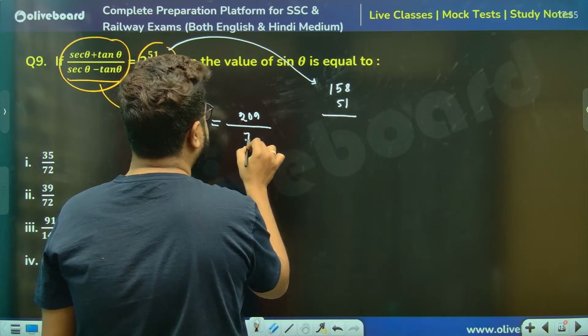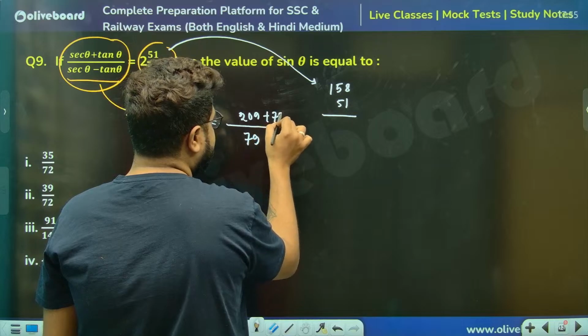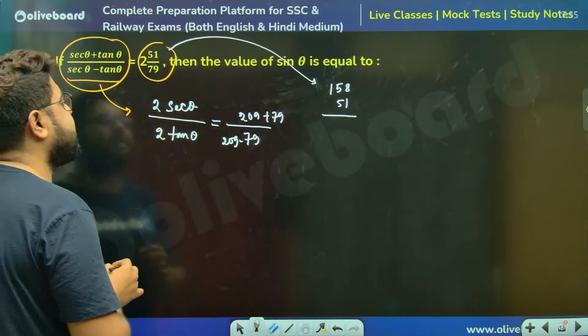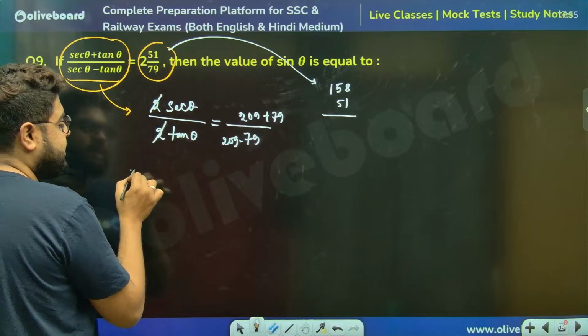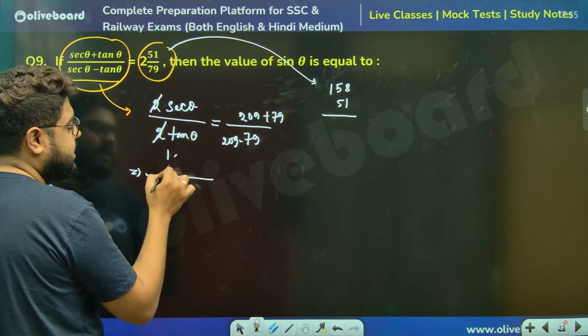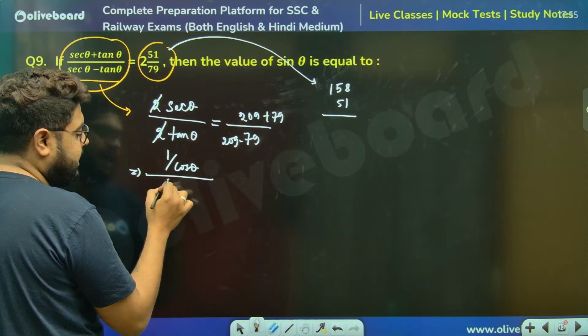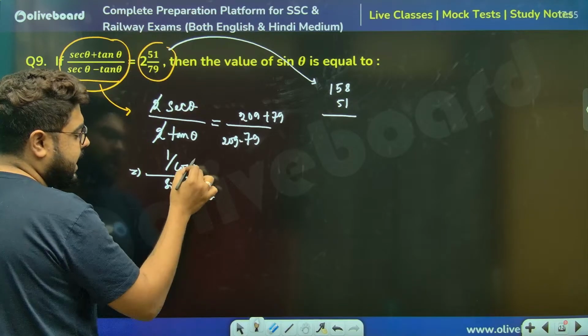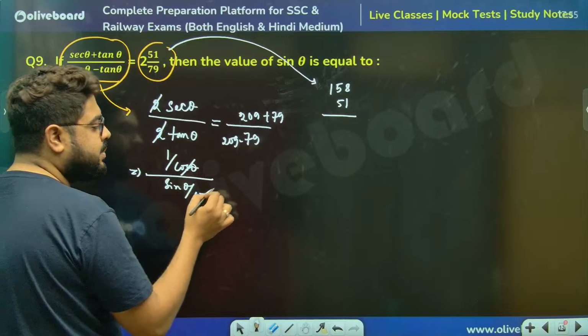209 by 79, so it is plus 79. Sir, this thing, 209 minus 79. 2 cancels. Sec theta means 1 by cos theta. Tan theta means sin theta by cos theta. Cos theta cancels, so it is 1 by sin theta remaining.